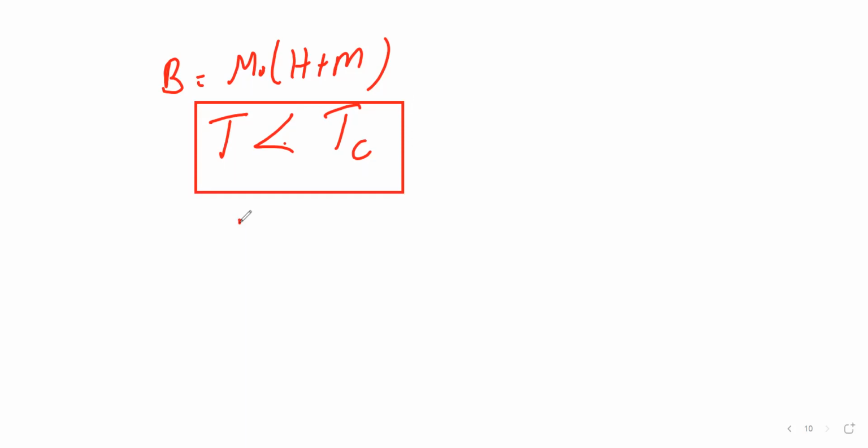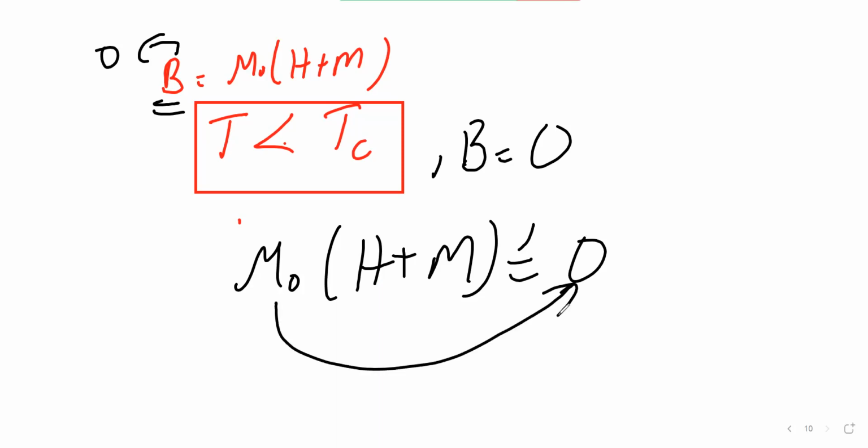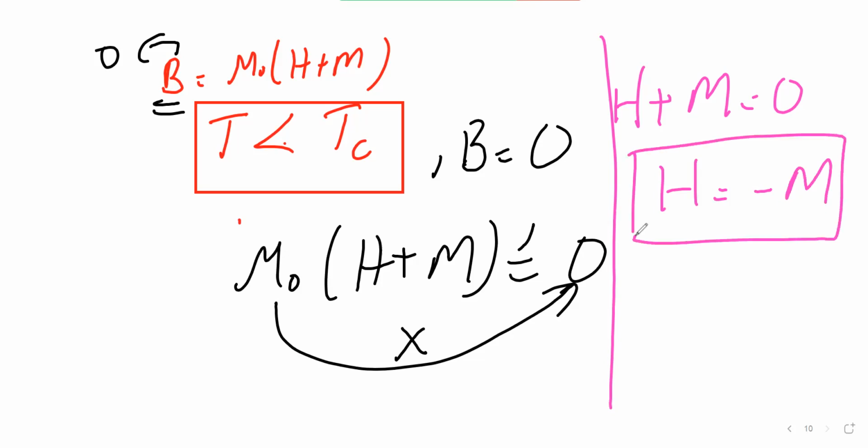Let me change the color now. This is the condition. So the temperature is less than Tc, then my magnetic field B is 0. If B is 0, so mu naught into H plus M is equal to 0. I'm just rearranging this so it will be easy for you. Mu naught cannot be 0; mu naught has a value. So the only condition is that H plus M should be equal to 0. So my H is equal to minus M.